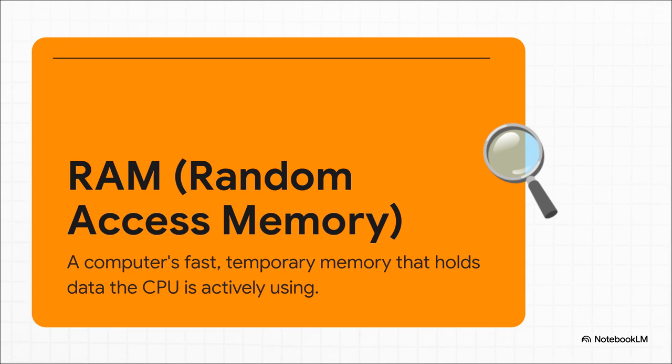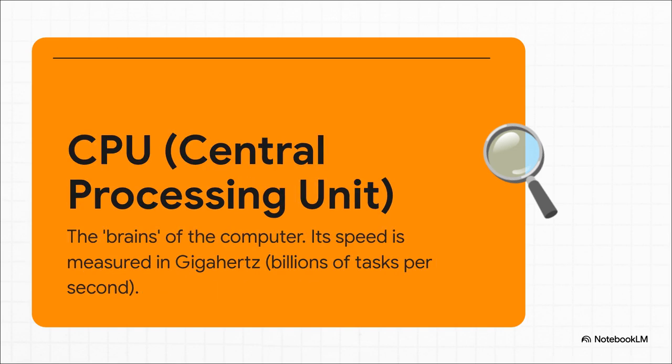And here's the crucial difference. RAM, your workbench, is super fast, but it's temporary. When you open a program, the CPU grabs it from that slower filing cabinet, which is your storage, and slaps it onto the RAM so it can get to it instantly. But the second you turn off the power, that workbench is wiped completely clean. Poof, gone.